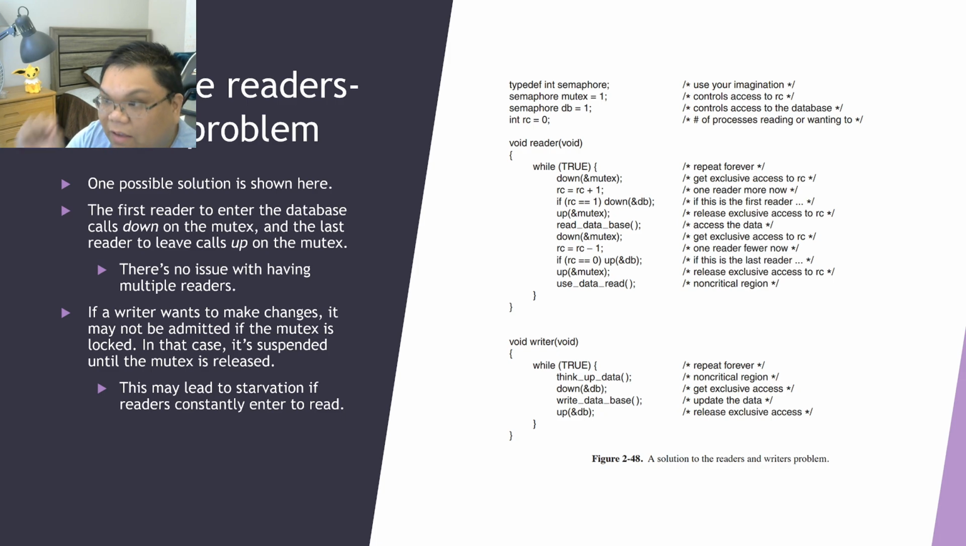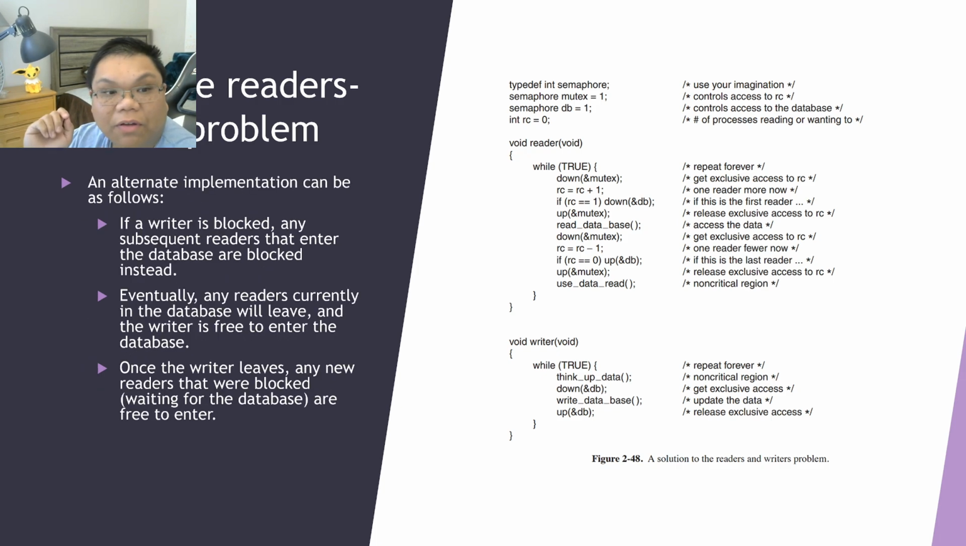So if there are 3 readers in the database and a writer wants to write something to the database, it's not allowed in until all the readers have left. This could be a problem if readers are constantly entering the database. However, we might be able to fix it.